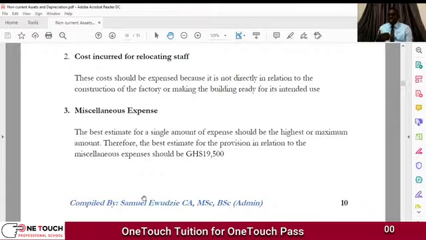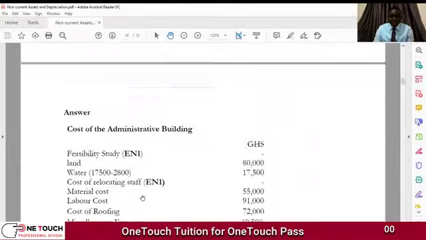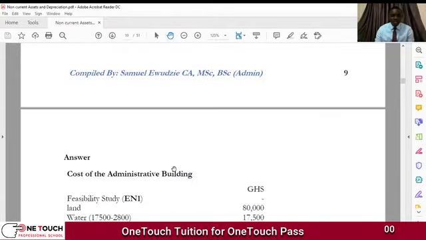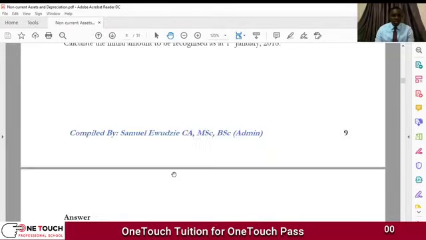So here, the question says it was certainly not below 11,500, but could be as much as the upper figure. So here, the best estimate should be the highest or the maximum amount. Okay, good, good. So that is why we use that.